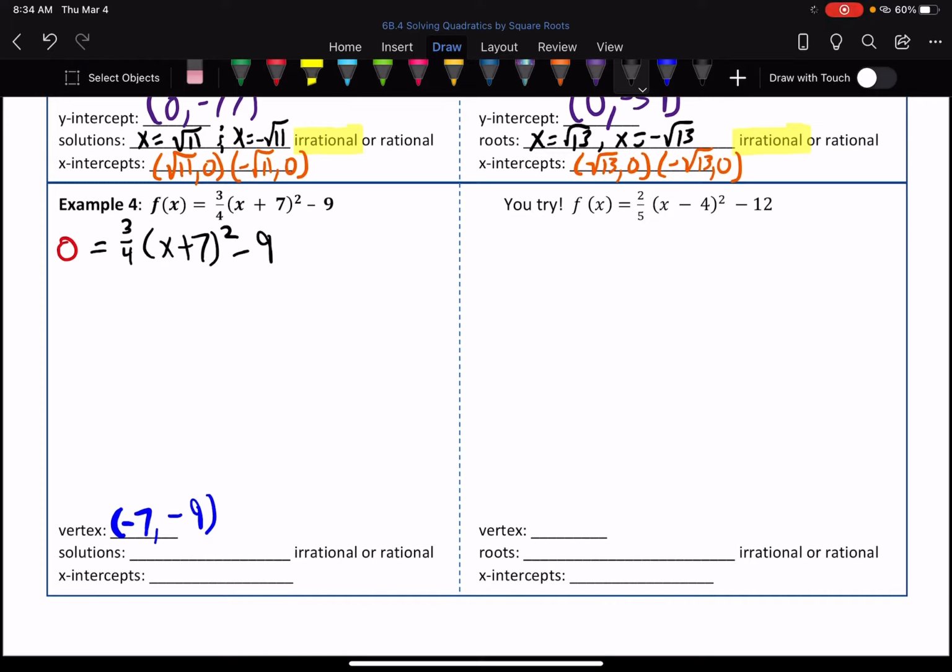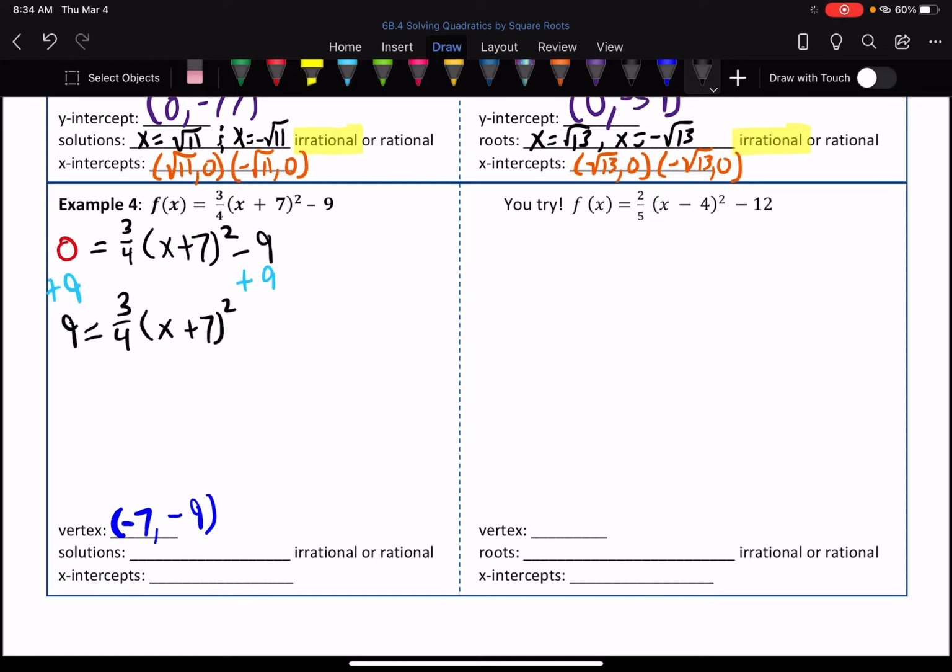First step I want to do is add 9 to both sides. So 9 equals 3 over 4 multiplied by (x plus 7) squared. Now I've got this fraction. There's a couple ways I could go about this. I could keep, change, flip. So that's multiplying fractions. I could just multiply both sides by the opposite of this fraction. So instead of 3/4, I would multiply both sides by 4/3.